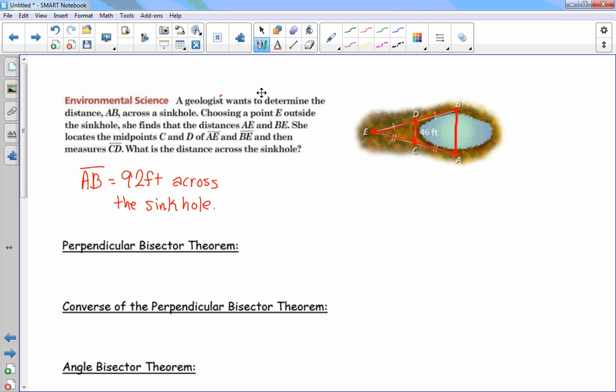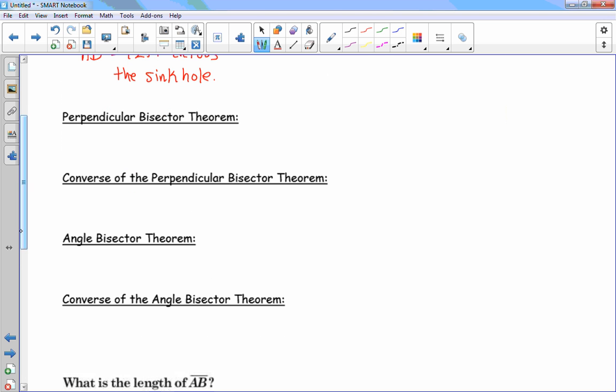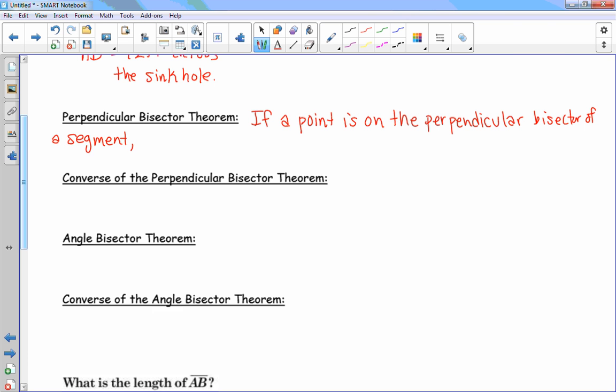If a point is on the perpendicular bisector of a segment, then it is equidistant from the endpoints of the segment.